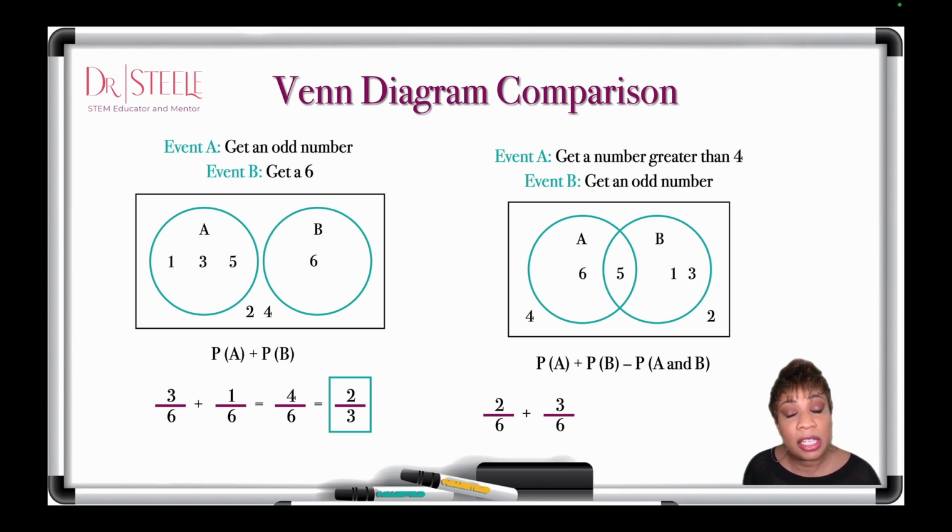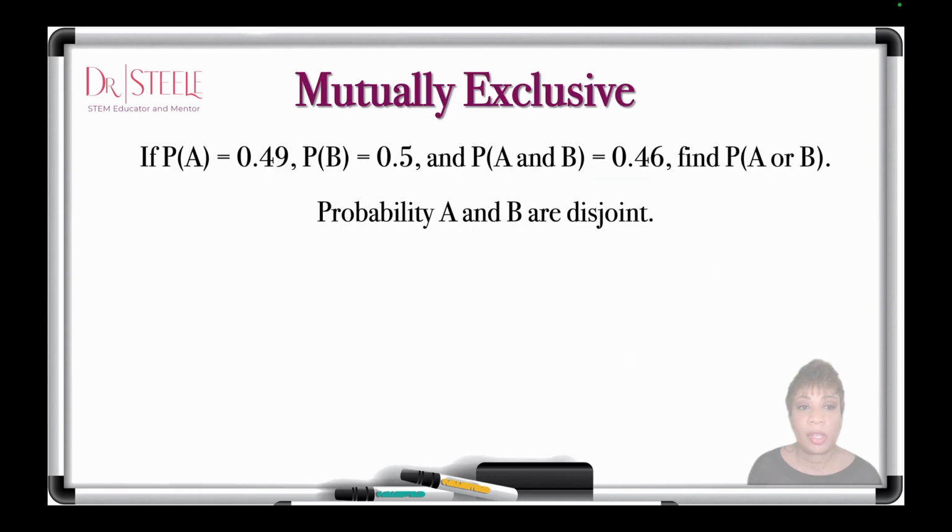Now here's the subtraction part. Again, we have to subtract the overlap. So we're subtracting a number greater than 4 that is also odd. And so that's only 1, which is 5. So 1 out of 6. So that's going to give us 4/6, and that's going to simplify to 2/3. Not so bad, not so bad.